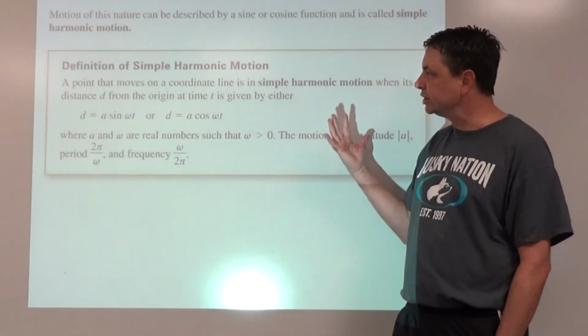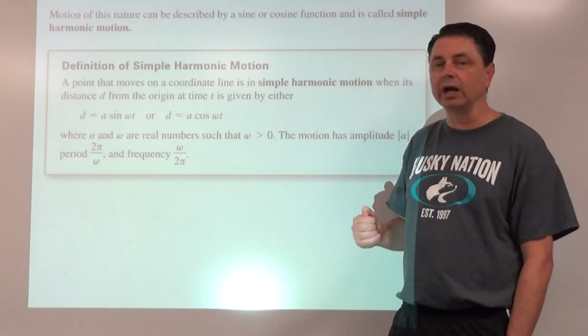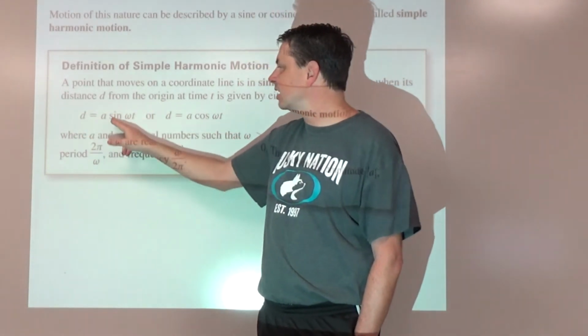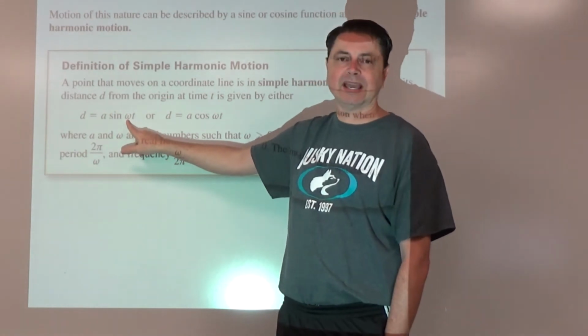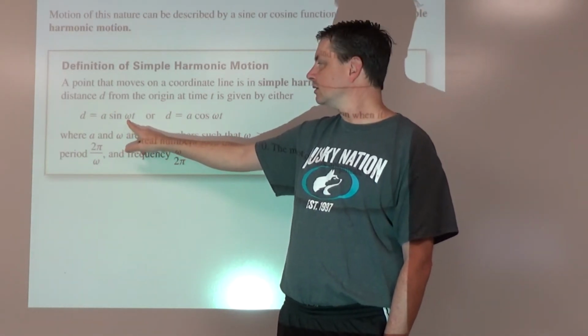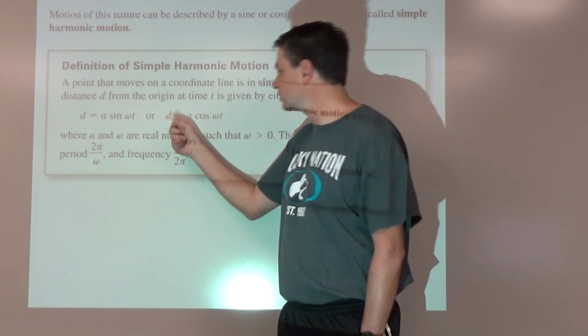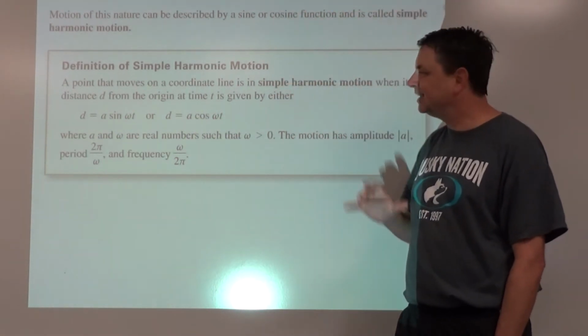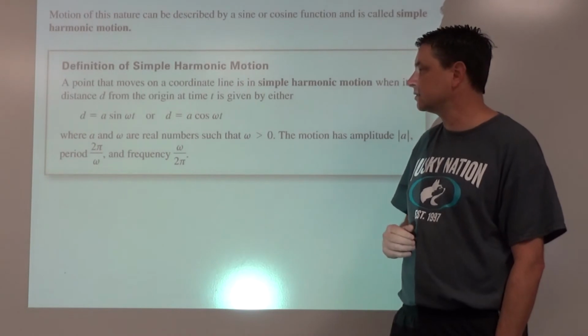The functions for any of these harmonic motion problems: the displacement is equal to a times sine of omega t, this is lowercase omega, or the same thing for cosine, where t is time. Typically it's going to be seconds.